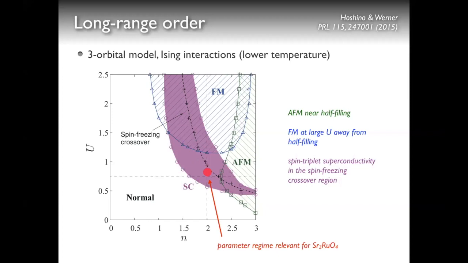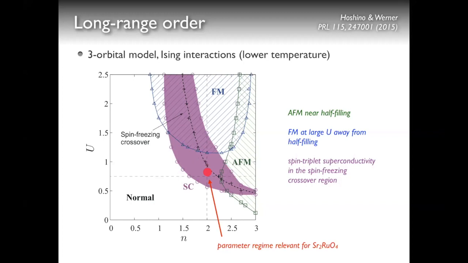As we go lower in temperature, this superconducting region expands, and it's very clear that it extends along this spin freezing line. So there's an obvious connection between the local moment fluctuations in this crossover regime and the superconducting instability.